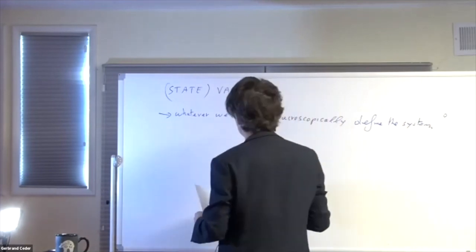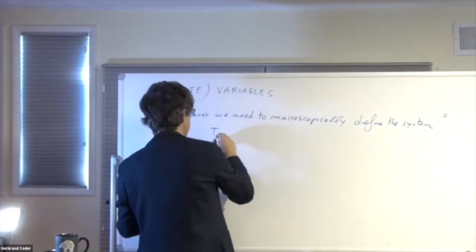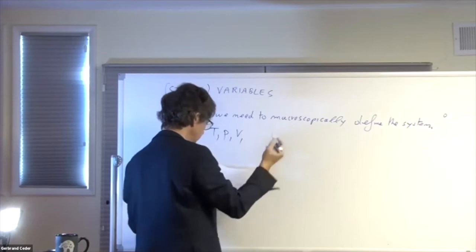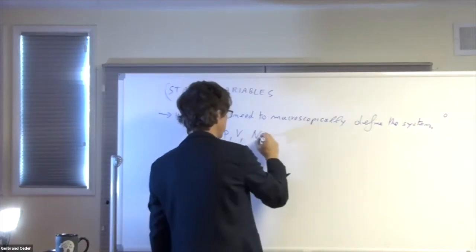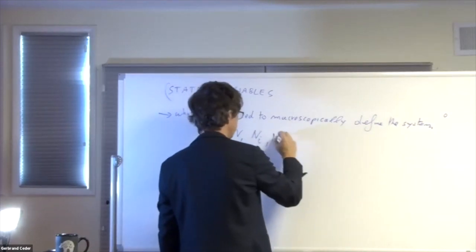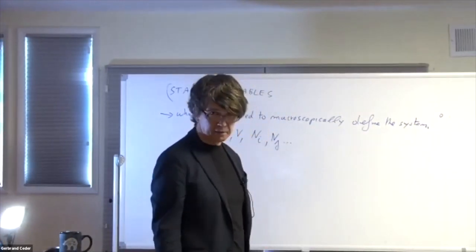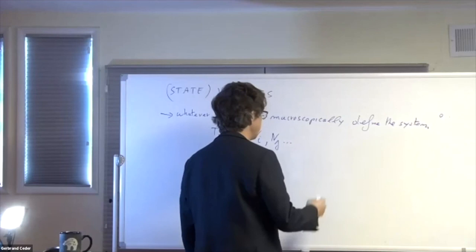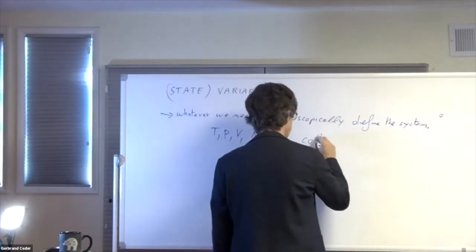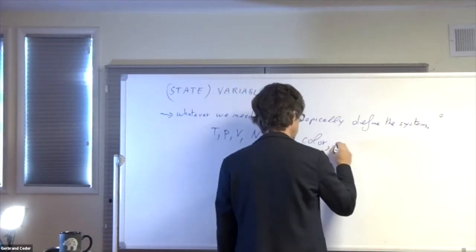So, you know, there's your obvious candidates, right? Temperature, pressure, volume, mass numbers, maybe the number of moles of I, the number of moles of J, whatever, right? But don't forget that there could be other important variables, right? Like maybe the color matters at the boundary, maybe the shape matters.